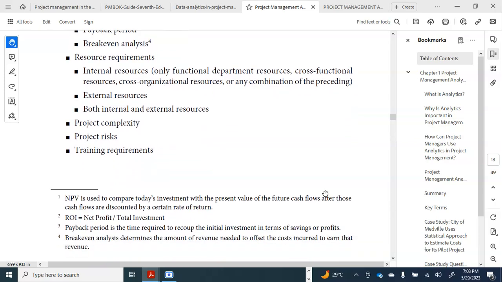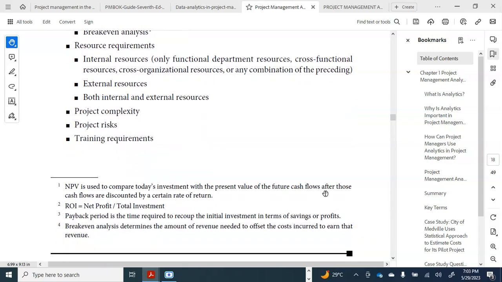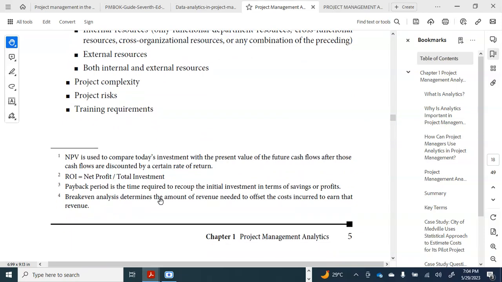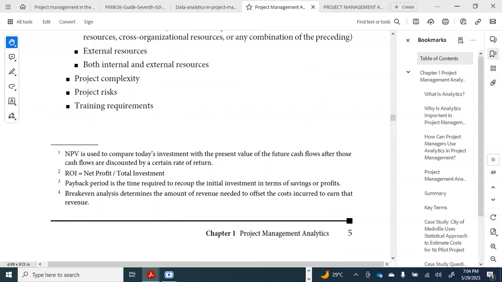Here we have the NPV, which is used to compare today's investments based on present value of future cash flow, after those cash flows are discounted by a certain rate of return. That's the ROI. Let me just move ahead. Once I give you a book, we'll read about that.